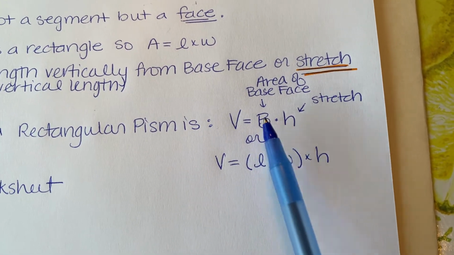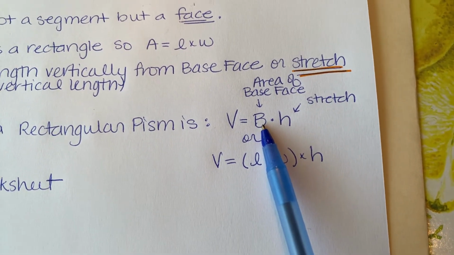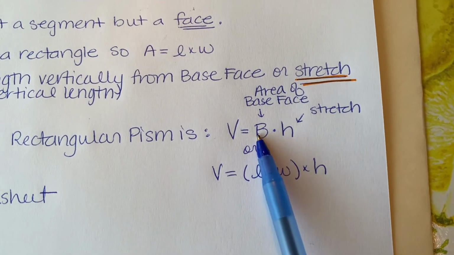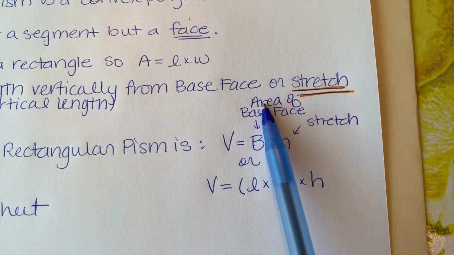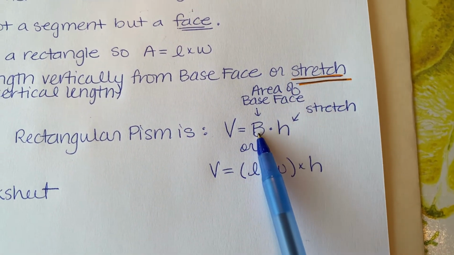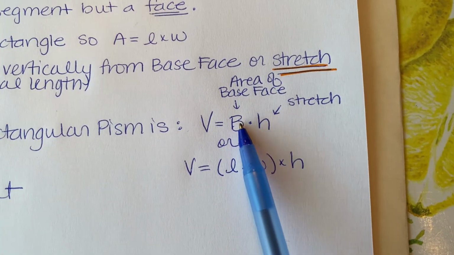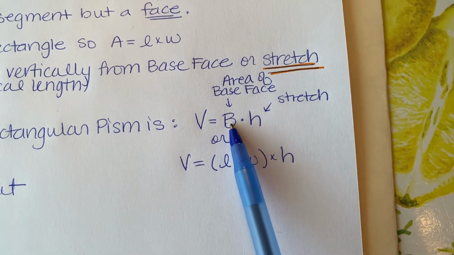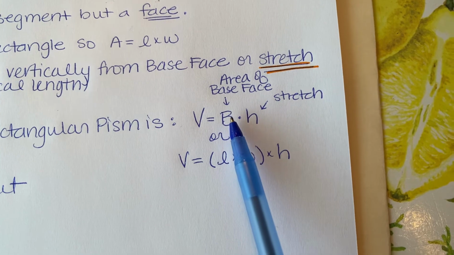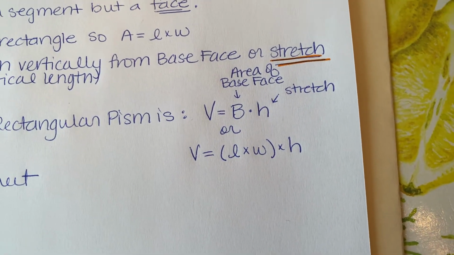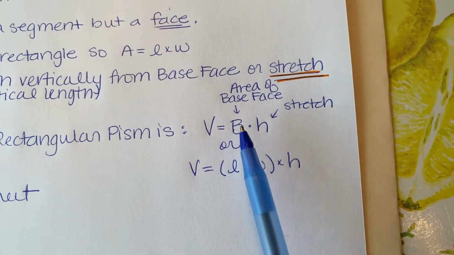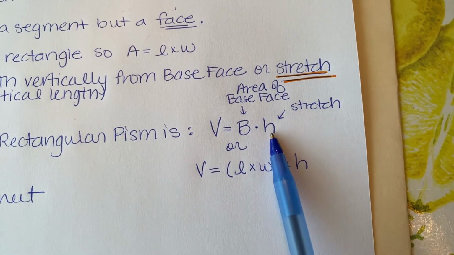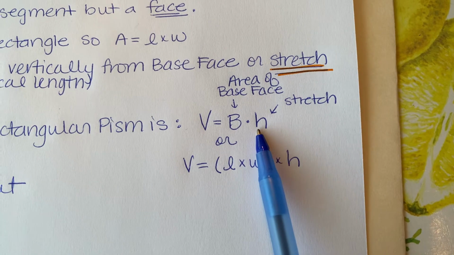The volume of a rectangular prism is V, for volume, equals capital B times height. This is a capital B, not a little b: capital B stands for the area of the base face. So this capital B is going to change depending on the shape of your base face. The next video will cover, I think, cones and pyramids. And then the stretch here, that's your vertical height, how much it's stretching upwards.